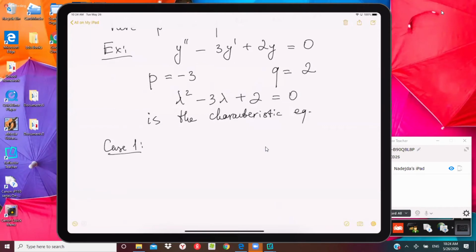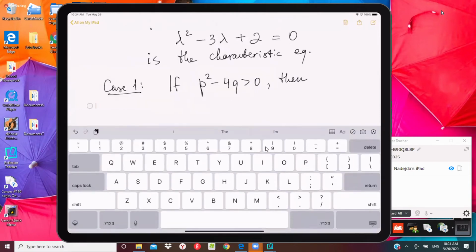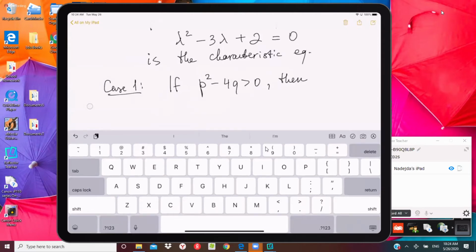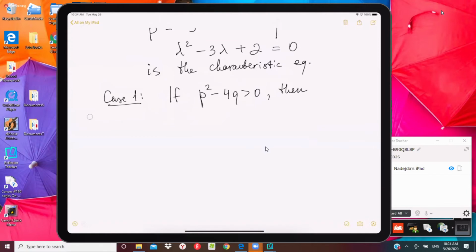Case 1 is if p squared minus 4q is greater than 0. In this case, there are 2 distinct real roots, lambda sub 1 and lambda sub 2.